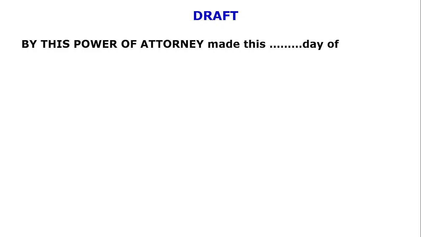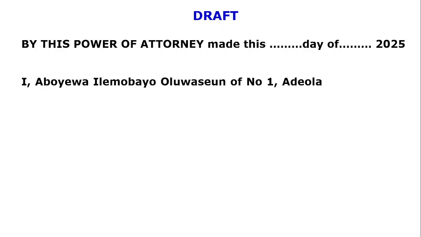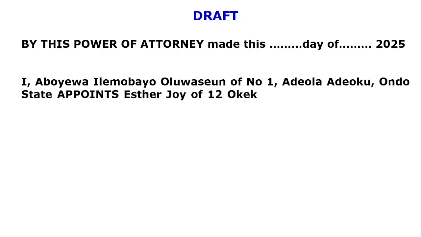How do you draft the power clause of a power of attorney? So, by this power of attorney, made this dash day of dash 2025, I, Aboyiwa Lumbayo Oluwaseun, of number 1. So, we have the date already, right? The appointment clause has appointed Esther Joy of 12 Okeke Close, Alagomeji Yaba State, right? Then what you want to see now is the power clause.